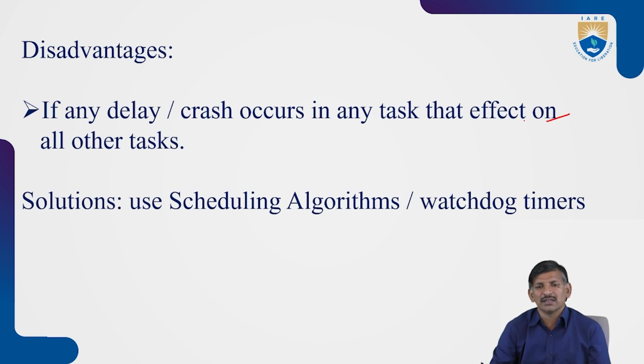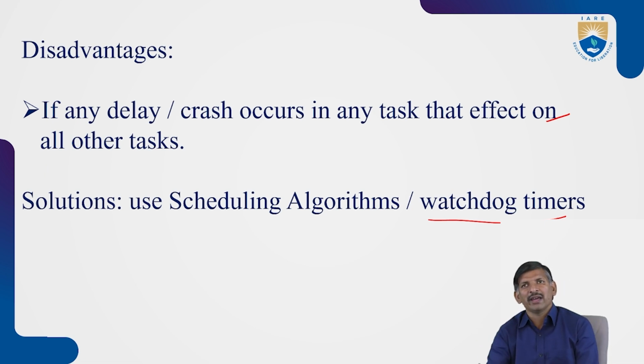If any delay occurs, or any crash occurs in any task, that affects all the remaining tasks. At that time, we can use watchdog timers. So what will it do? It will continuously monitor the process. If any task hangs, it will generate a reset signal. That is the watchdog timer. Or we can use scheduling algorithms to come out of the hang.